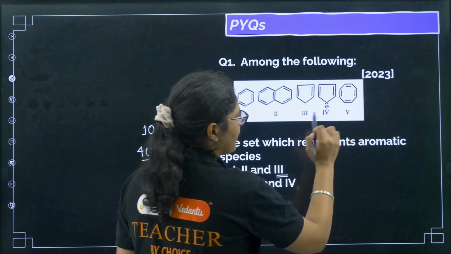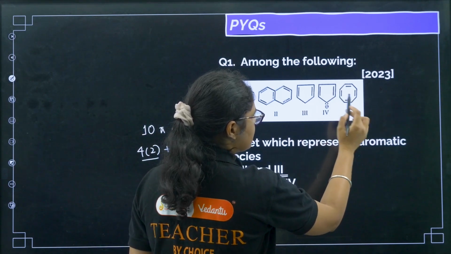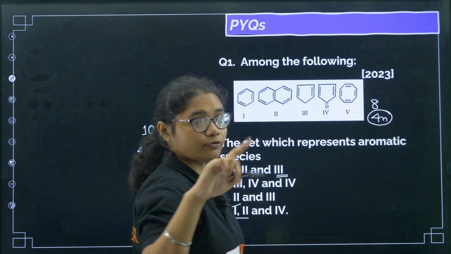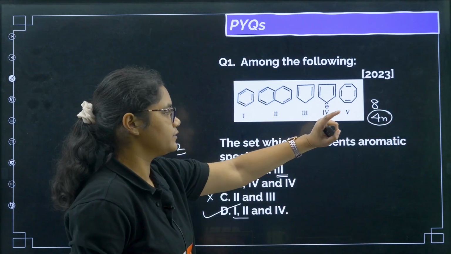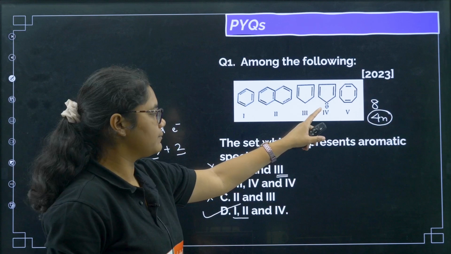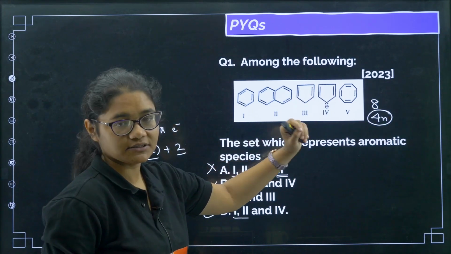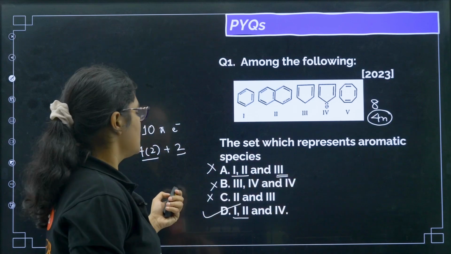Next, if you see why 5 is not there, 1, 2, 3, 4, 5, 6, 7, 8 electrons are there. 8 electrons is 4n electrons, right? Not 4n plus 2. So that is why this is not there. And this is a very simple, similar example. You can see here conjugation is there, cyclic is there, sp2 hybridization is also there.